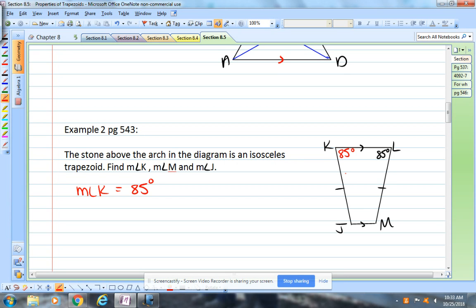Now we've got to find the measure of J and M. And they are going to be congruent to each other, aren't they? Because they are also base angles of an isosceles trapezoid. But how do you think we're going to find that measure?